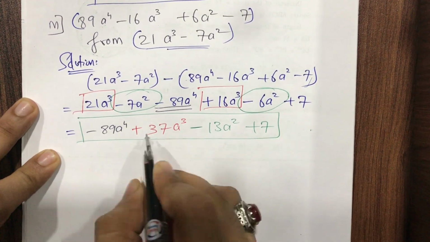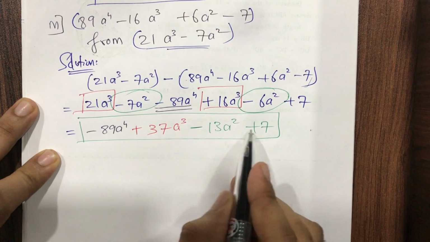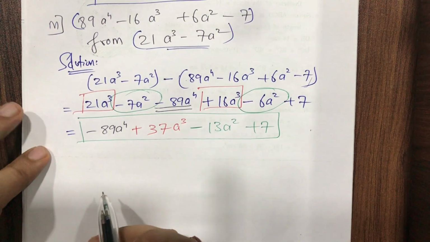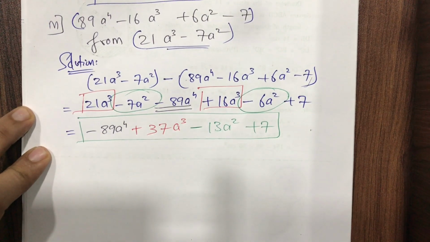Now I cannot do any further division or subtraction because all the terms are different. This is for a raised to 4, this is for a cube, this is for a square, this is for plus 7. Hope you understood, students. Please pause the video and proceed.